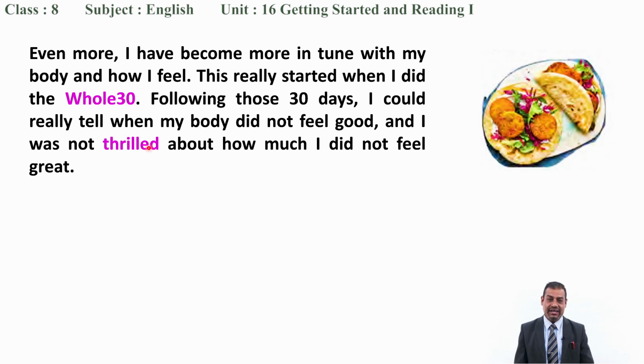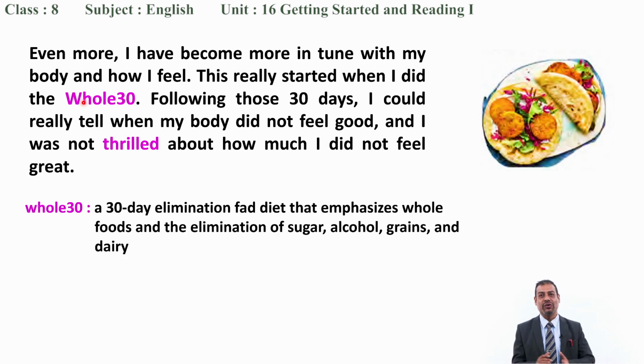Good. Now again here, Whole 30. Have you heard this term? No, not yet. Okay, you can know about it. Whole 30 means a 30-day elimination diet that emphasizes whole foods and the elimination of sugar, alcohol, grains, and dairy. Eliminating means not gaining. Sugar, alcohol, grains, and dairy. All right. Next one, we have thrilled. What does it mean?